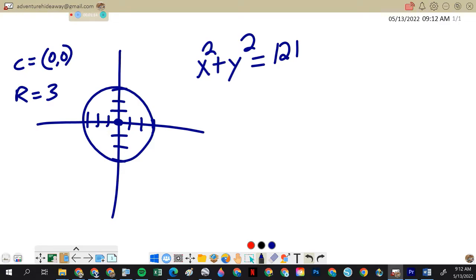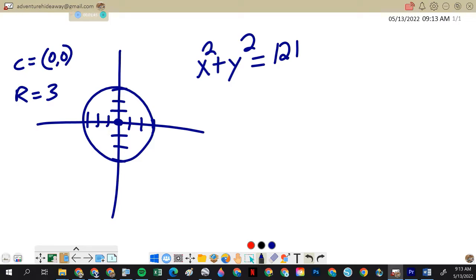how would that circle, what would that circle look like? How big is the radius? Not half. Square root. So what times itself is 121? 11. So this would be a circle that has a center at the origin, and the radius would be 11.